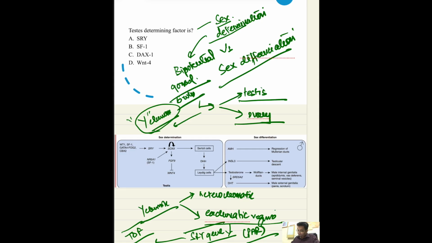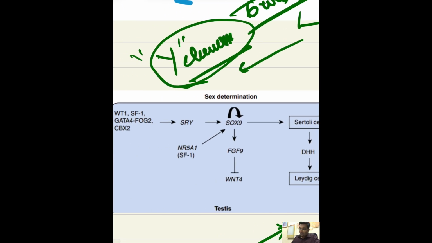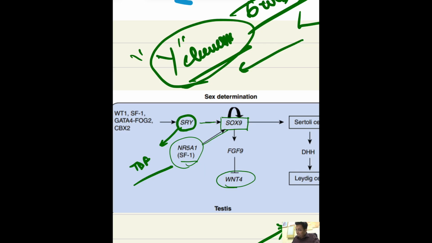So we can see it here. WT1, GATA4, SF1 and CBX2, they all lead to SRY. This is the testis determining factor. Alright. SRY actually activates SOX9, and SF1 will also direct towards SOX9, which inhibits the Wnt4 pathway via FGF9.